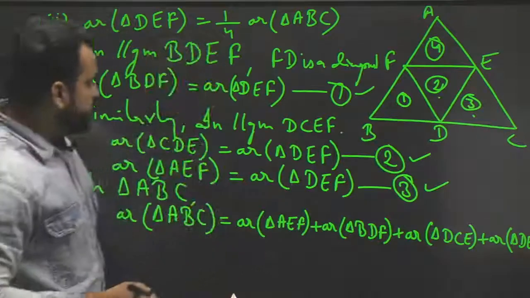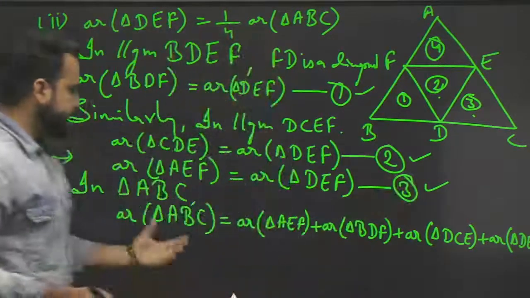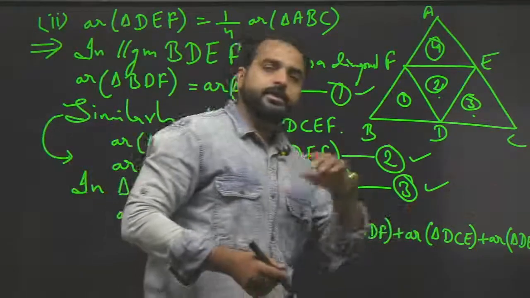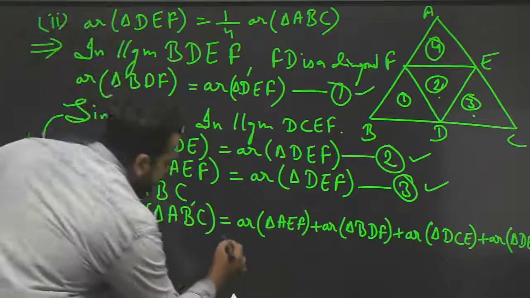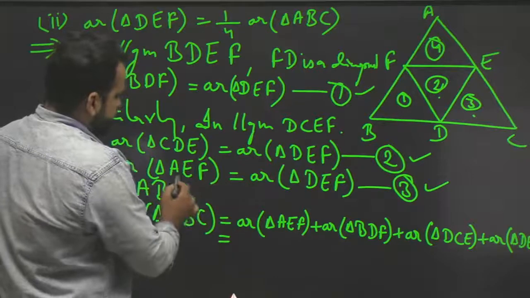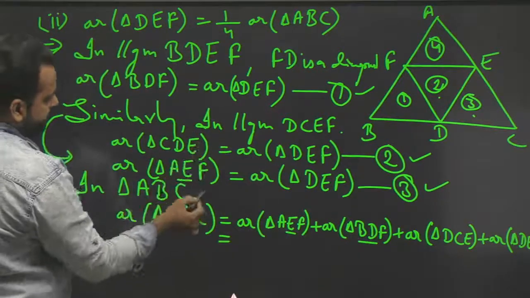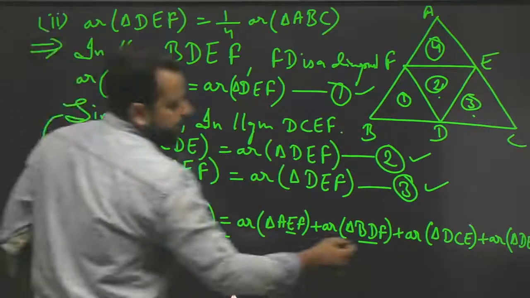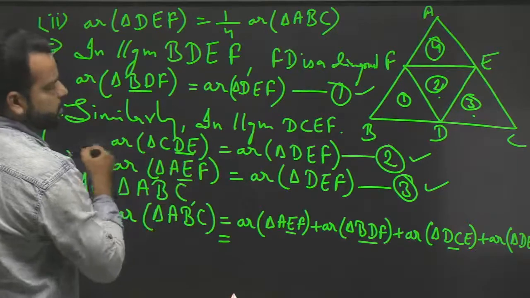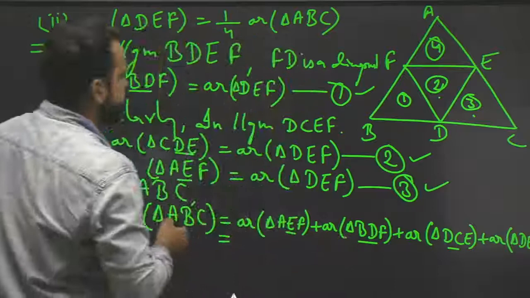Okay, so as we know that the full triangle is formed by these four small triangles, we can write that the area of the full triangle ABC is equal to the sum of these four triangles. Now we can also write AEF, this triangle, BDF, this triangle, and DCE, or CDE, they are equal. So all these areas are equal to DEF only.